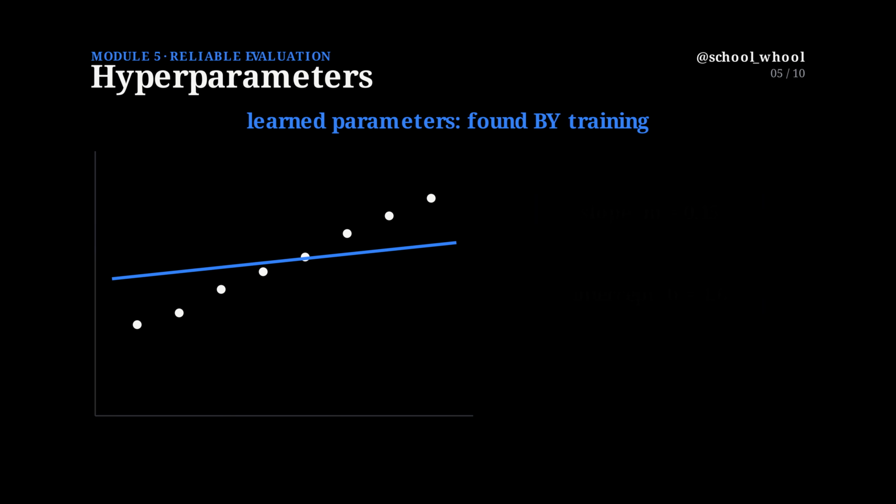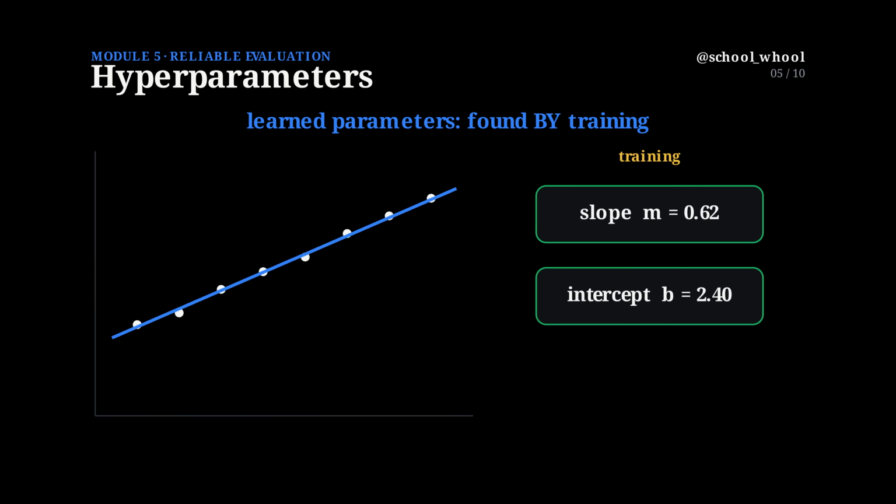First, the learned parameters. These are the numbers the model figures out for itself, from the data, during training. For a straight line model, that's the slope and the intercept. Training nudges them, step by step, until the line fits. You never set these by hand. They are the output of training.